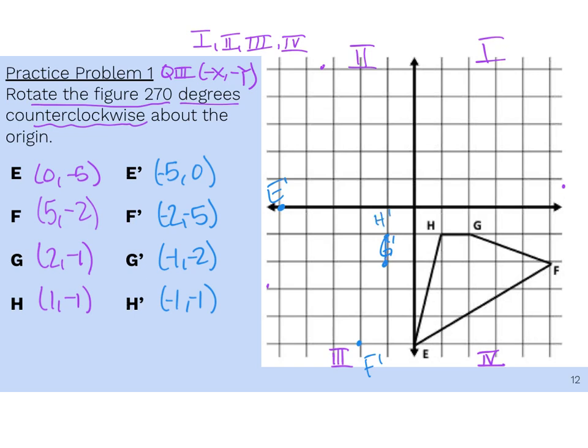So you should have a shape that looks exactly like this, except neater, and actually connects. But it's over here in quadrant 3. Make sure your points are in the right place. And that's your 270 degrees counterclockwise rotation.